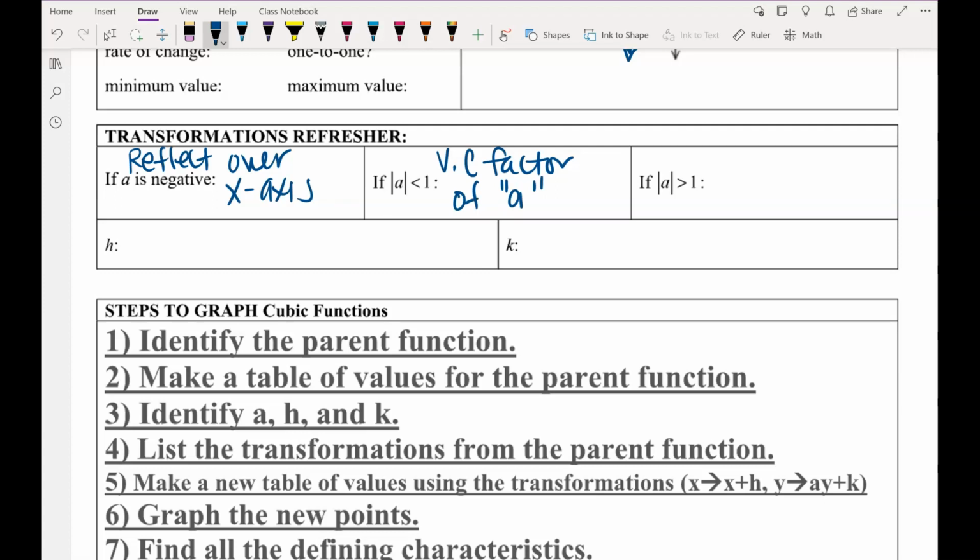Now, when A is bigger than 1, like 3, 4, 5, 6, 7, 8, 9, 10, Ian, what's the transformation? Vertical stretch by a factor of A, whatever that is. So if it's 100, then we multiply the y by 100, and it's going to get a lot bigger. Now, H, when we have a positive H, Hannah, what direction do we go? Right, good. And when we have a negative H, Anna Sophia? Left, good.